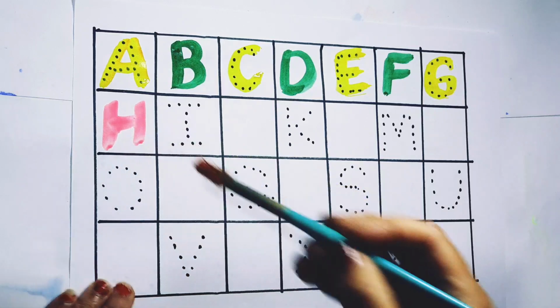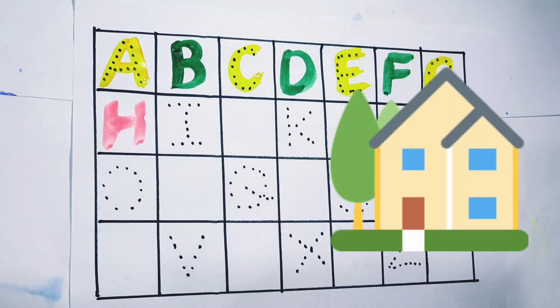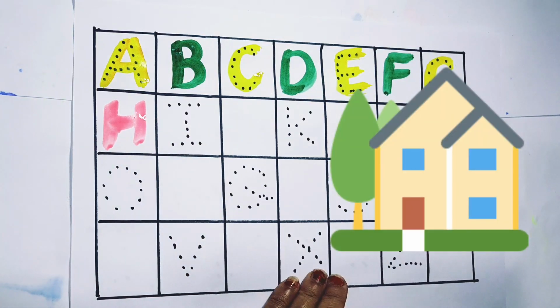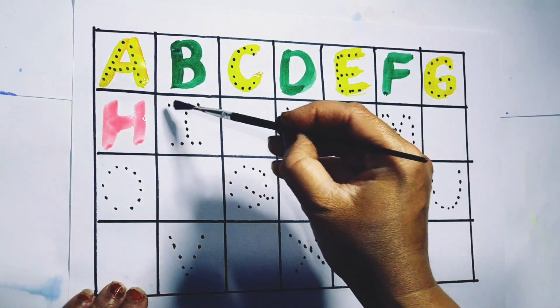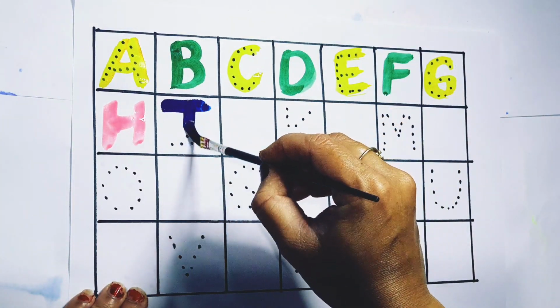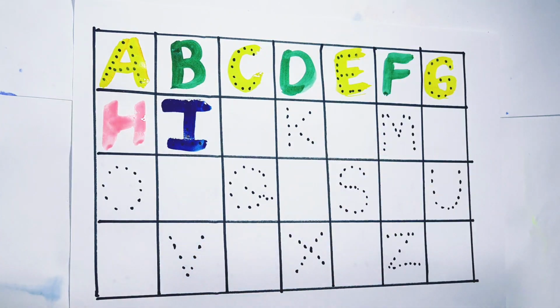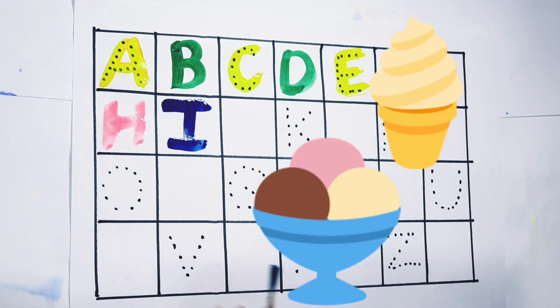H. H for house. H for hand. Blue color. I. I for ice cream. I for eyes.